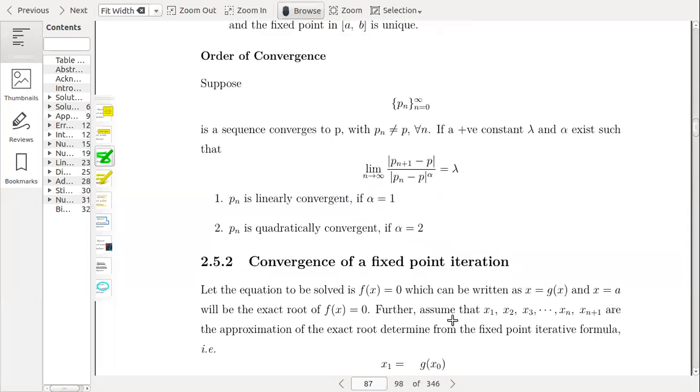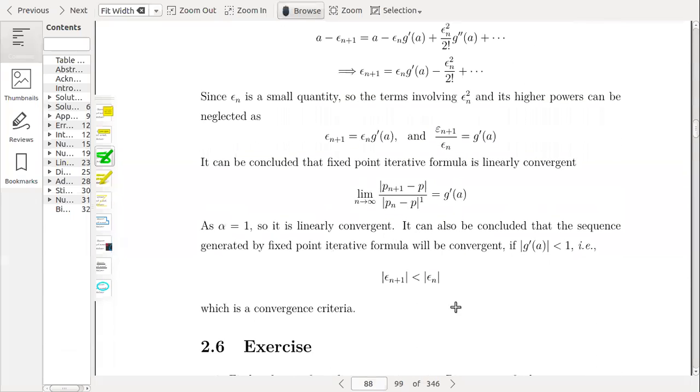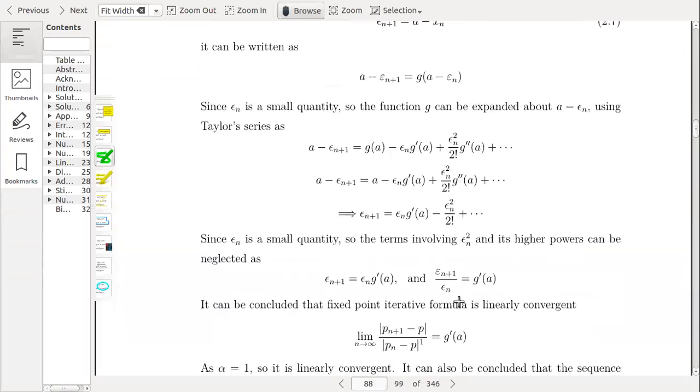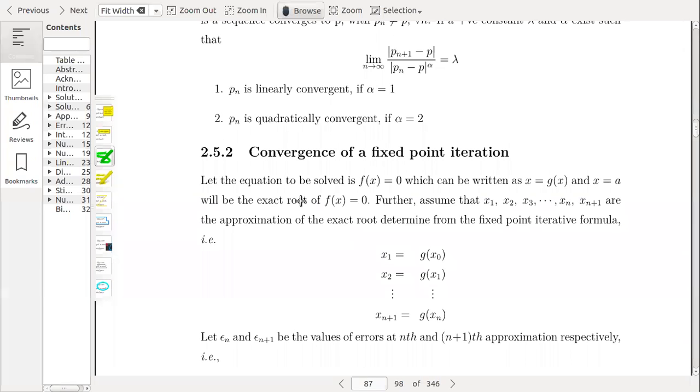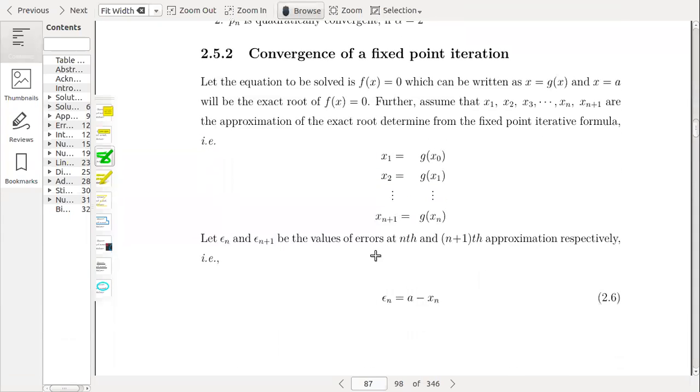So, convergence of a fixed point iteration. We can talk about this convergence also. Let the equation to be solved, f(x) = 0, be written as x = g(x), and x = a will be the exact root of f(x) = 0. Further assume that x1, x2, and so on up to xn+1 are the approximations of the exact root determined from the fixed point iterative formula. That is, x1 is equal to g(x0), so xn+1 is equal to g(xn).